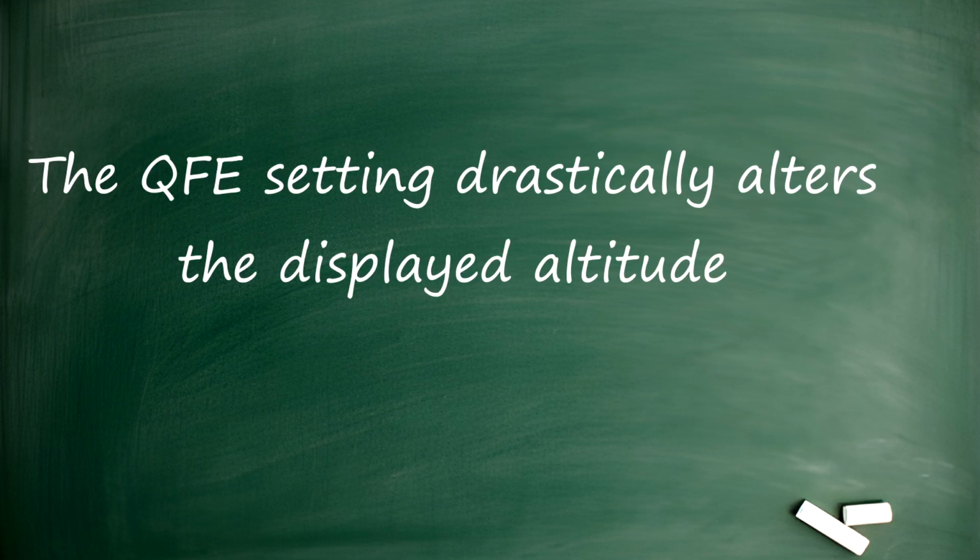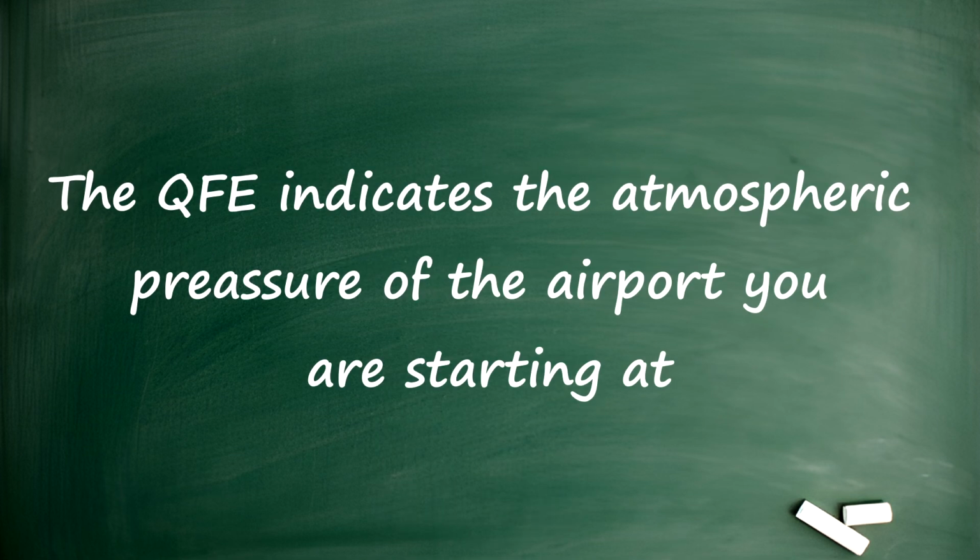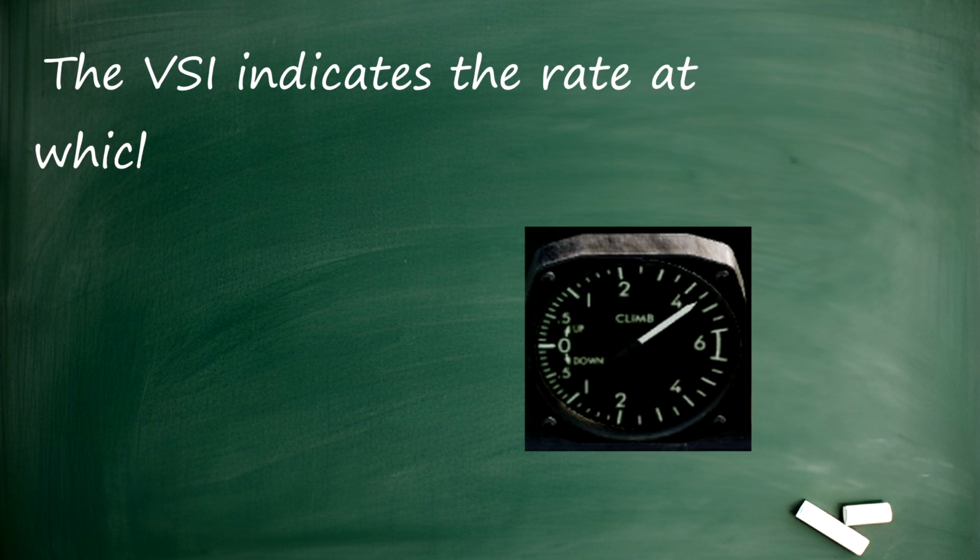Extra care should be taken when configuring the QFE setting that can be seen in a cutout section of the altimeter. The QFE indicates the atmospheric pressure of the airport you're standing at. It is important to select the correct QFE setting to get correct altitude readings. Next up is the vertical speed indicator.